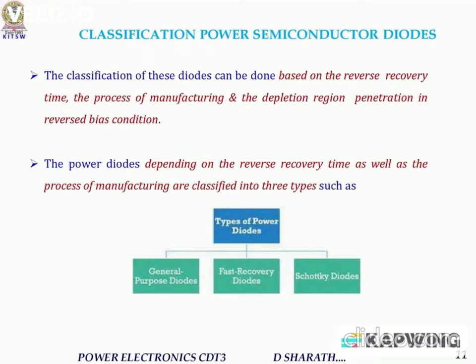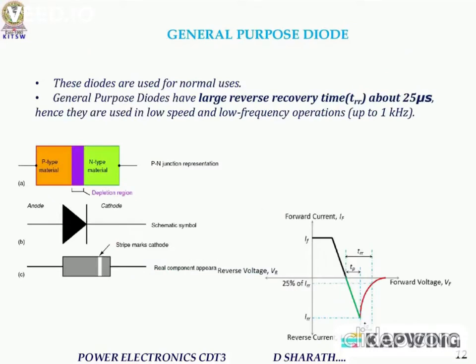Coming to the classification of power semiconductor diodes, depending on the reverse recovery time as well as the method of manufacturing, they are classified into three types: general purpose diodes, fast recovery diodes, and Schottky diodes. General purpose diodes have a high reverse recovery time, approximately 25 microseconds, and are used for low frequency and low speed applications. These diodes are used for normal uses only. This is how the PN junction is represented in the general diode. This is the symbol and the characteristics of the general purpose diode.